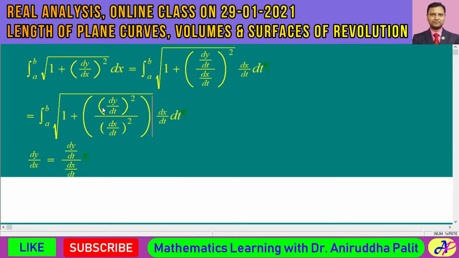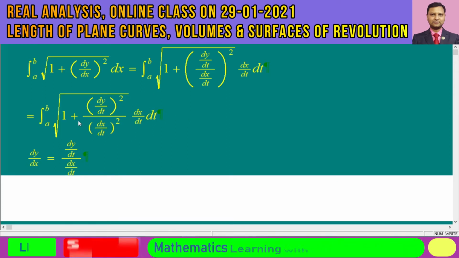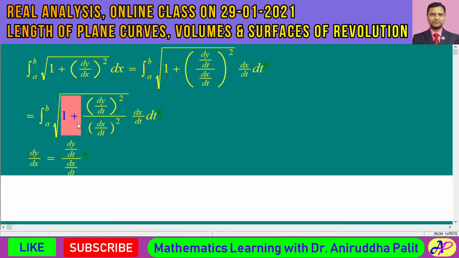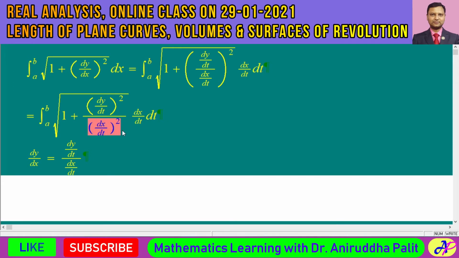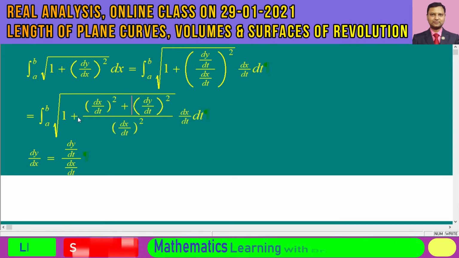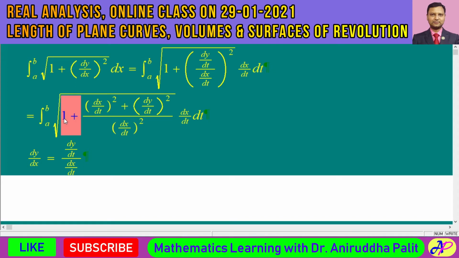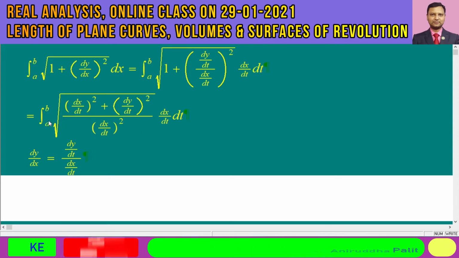So we omit this square. And now we can take LCM. If we take this LCM, over here we will have (dx/dt) whole square plus (dy/dt) whole square. Got it? We will have this type of expression.